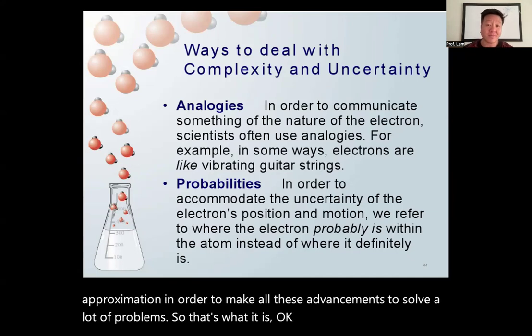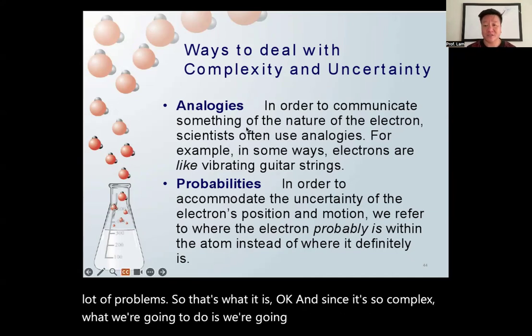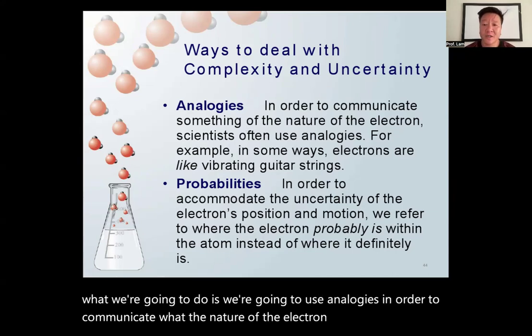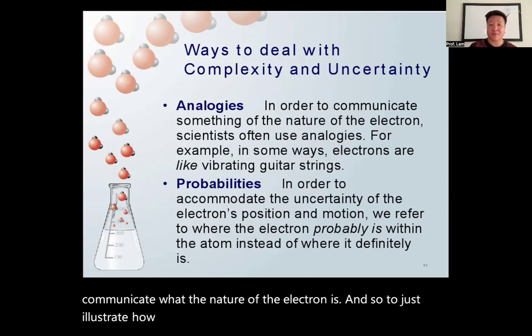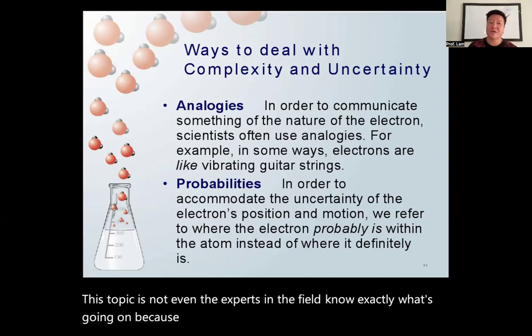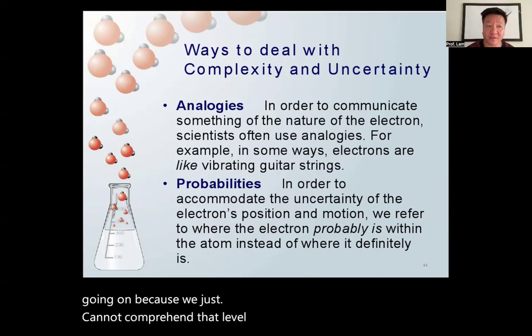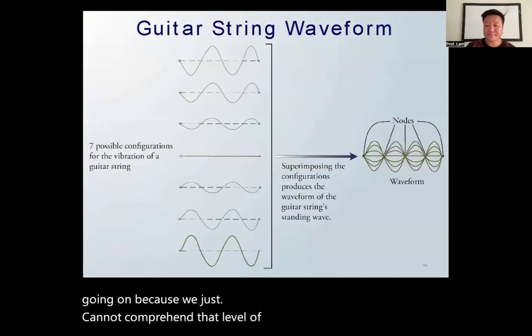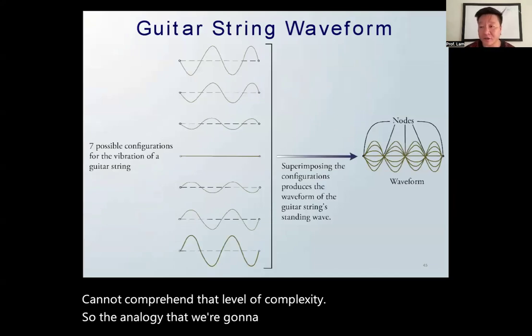And since it's so complex, what we're going to do is use analogies in order to communicate what the nature of the electron is. Okay? So to just illustrate how complex this topic is, not even the experts in the field know exactly what's going on because we just cannot comprehend that level of complexity. So the analogy that we're going to make is to a guitar string.